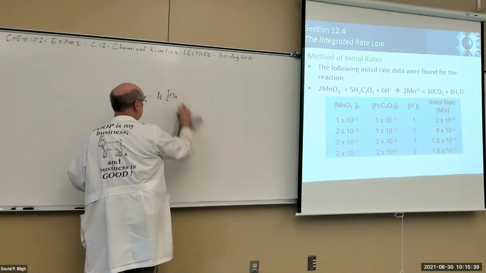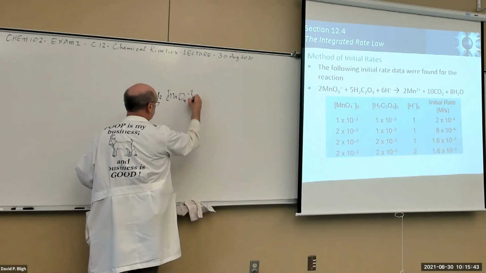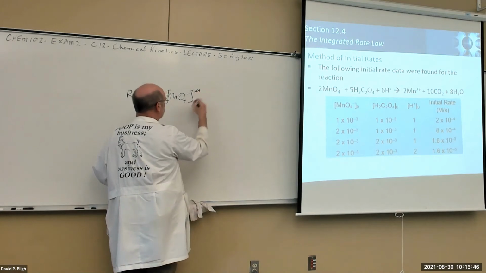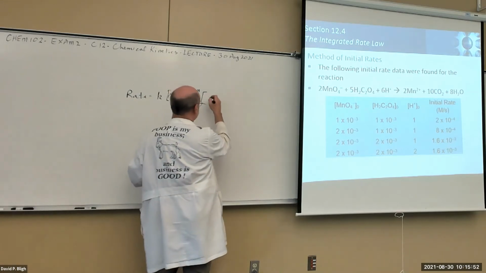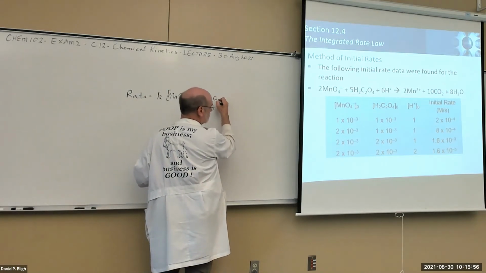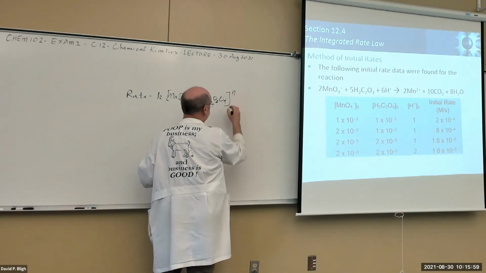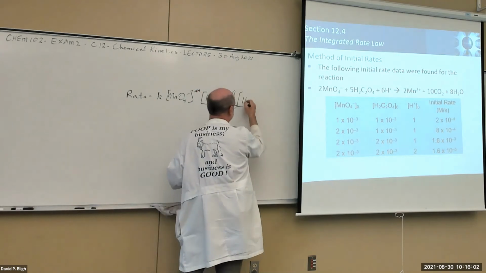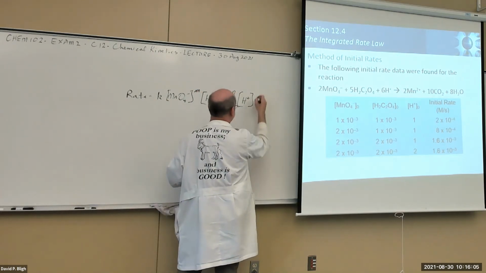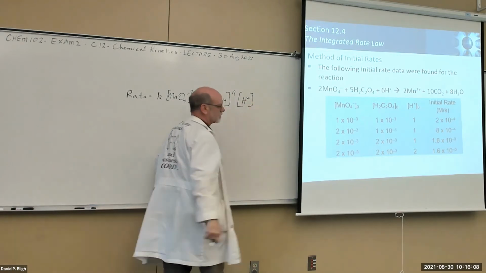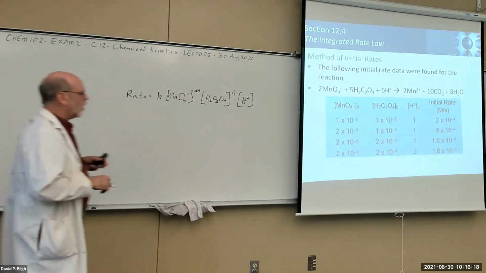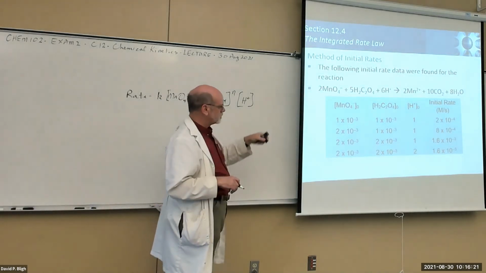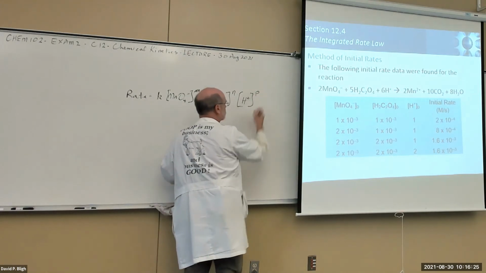The differential rate law is going to be rate equals some K value, and then MnO4 minus, let's make that bigger. This is going to be some value there, its order with respect to MnO4 minus. And then this one is going to be the oxalic acid. This is going to be N. Then this one's going to be hydrogen ions, and it's going to be P. We're not going to use O because it can too easily get confused with initials.